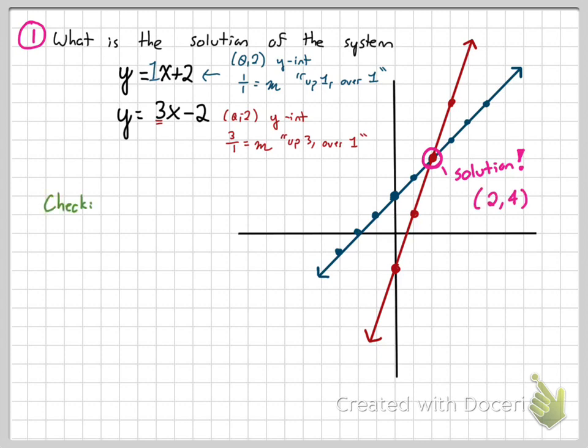And if I wanted to check that, I could plug in (2, 4) for both equations and see that they make both the equations true. So what I mean by that, wherever I see an x, I'm going to replace it with 2, and wherever I see a y, I'm going to replace it with a 4. And we'll see here, to simplify the first equation, 4 equals 2 plus 2, or 4 equals 4, so that equation's true. And then in the second equation, we have 3 times 2 minus 2, which is 6 minus 2, which also gives us 4. So the solution (2, 4) makes both of those equations true.